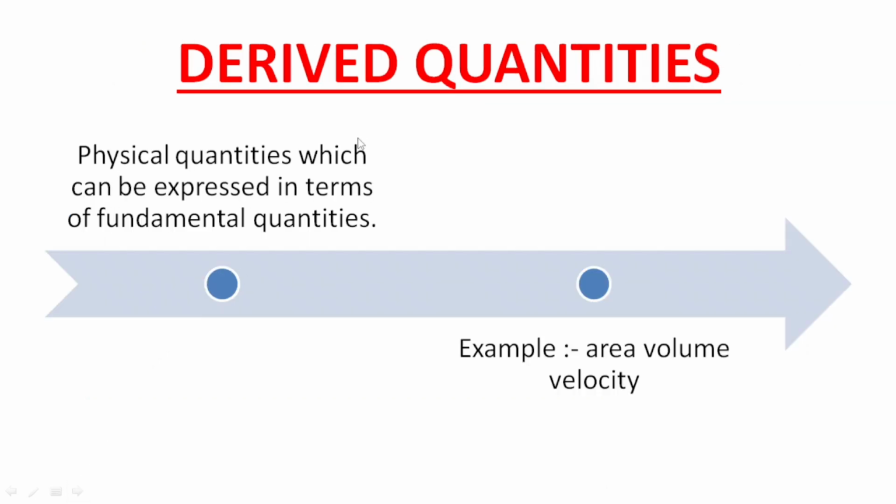Another type is derived quantity. Physical quantities which can be expressed in terms of fundamental quantities are called derived quantities. Examples of derived quantities: area, volume, and velocity.